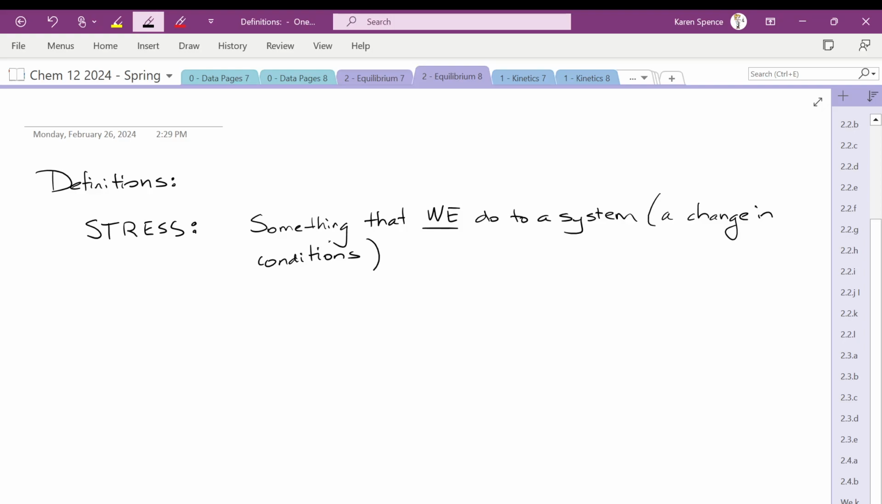So for example, what did we do to that system over in the fume hood? We had the two flasks. What did we do with them? We changed the temperature. So for example, a change in temperature.